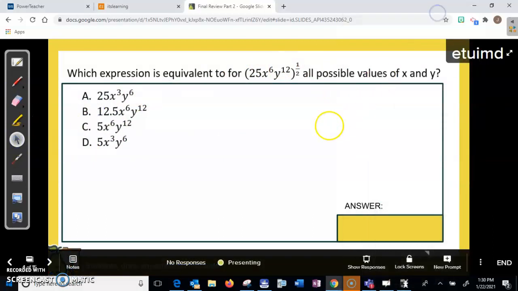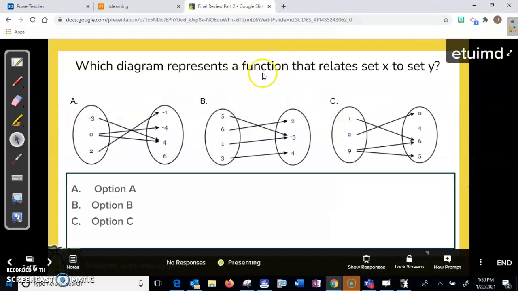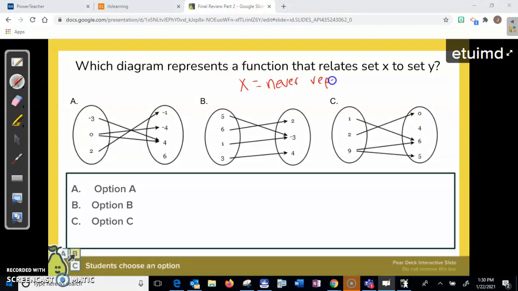Go ahead and minimize this. Guys, function, x never repeats. So since x never repeats, look at the arrows. Look at where they're pointing. If you see one of the x's have more than one arrow, it is immediately wrong. Notice the 0 has 2 of them, incorrect. B, each one goes to a certain y value. That's perfect. Now, if we look at C, 9 has 2. That's gone. The answer is B.